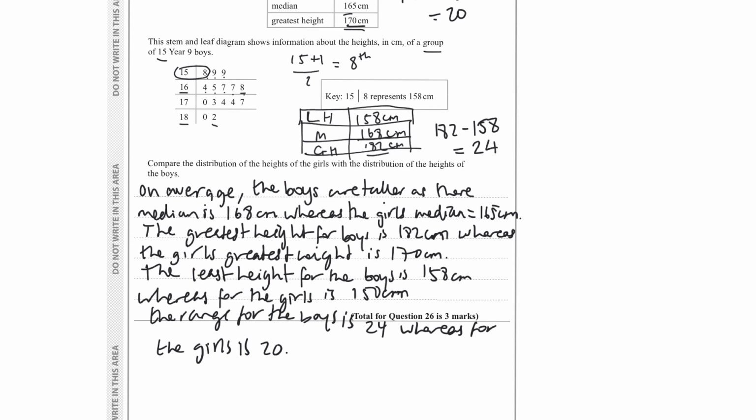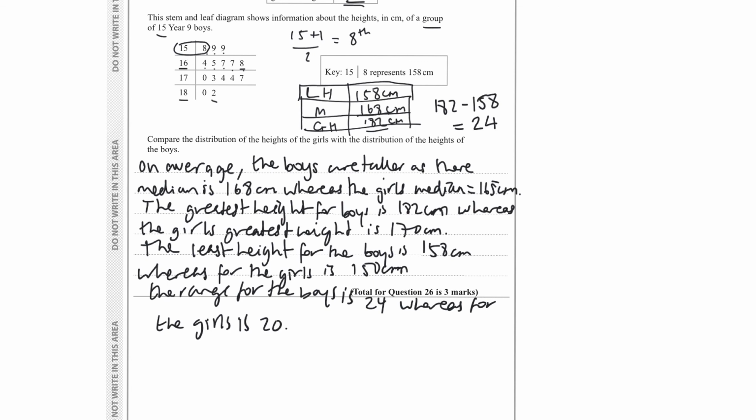So essentially, we can say that the boys were taller, their median was bigger. The range for the boys was more than the girls, and also comparing the heights as well. So make sure that you don't just say a value for this one and a value for that one. It's more a matter of finding which one is taller or bigger, which one's smaller. So make sure you compare properly.